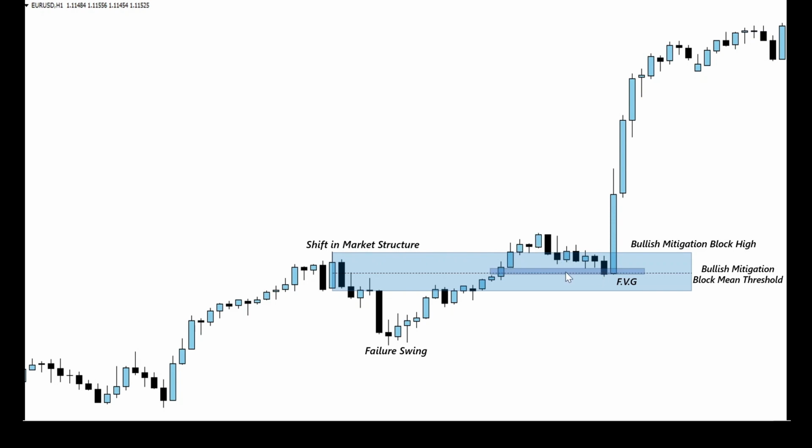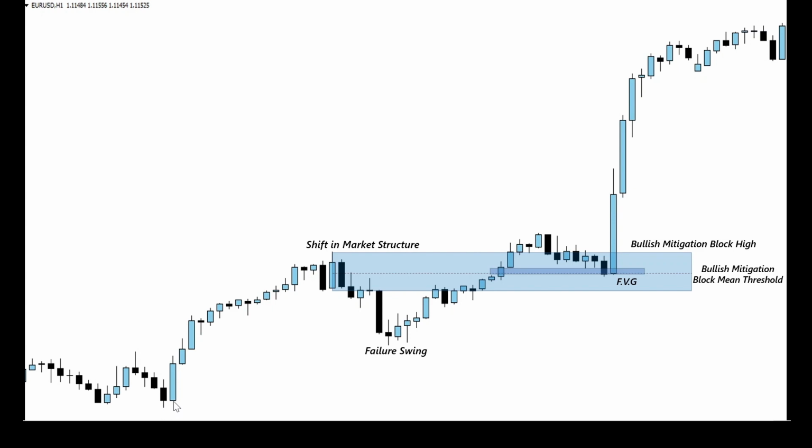the mitigation block to the mean threshold of the mitigation block, paired with another PD array, which is the fair value gap. And as seen in this example, at the reaction of the mitigation block mean threshold and the fair value gap, we can see a beautiful rally away from the mitigation block. So let's go over the blueprint as to how to identify the mitigation block.